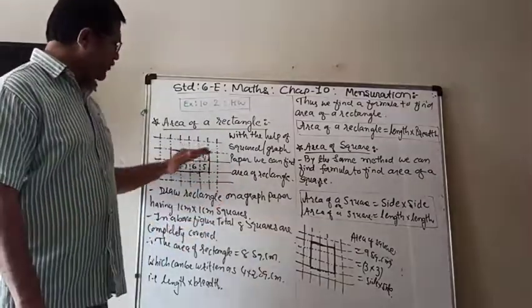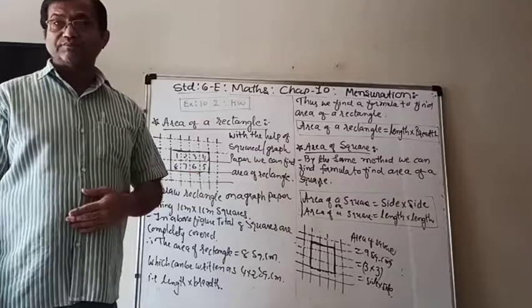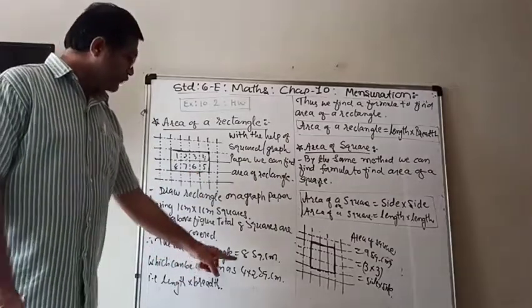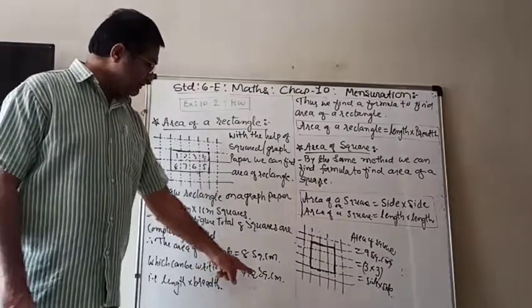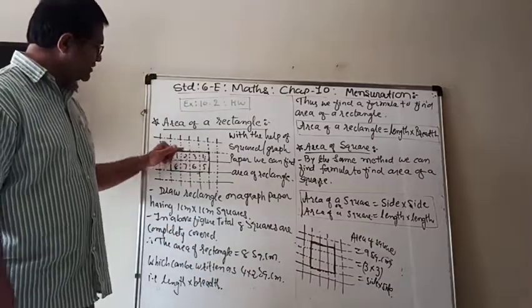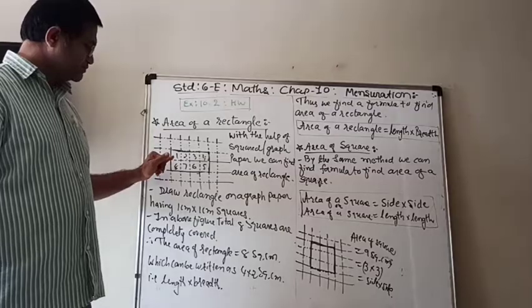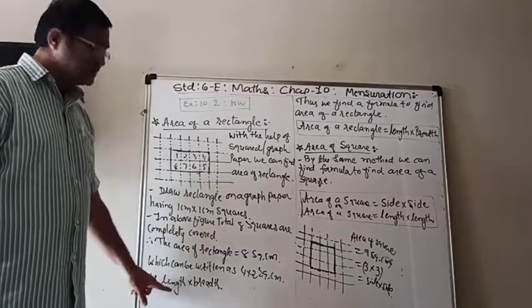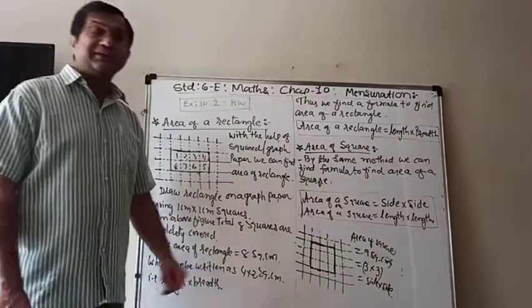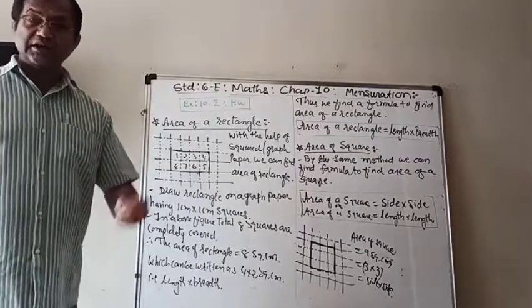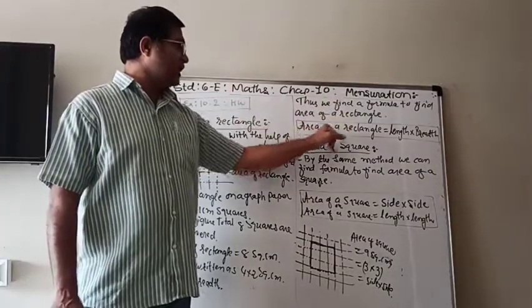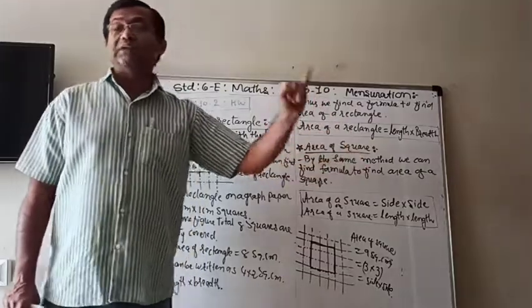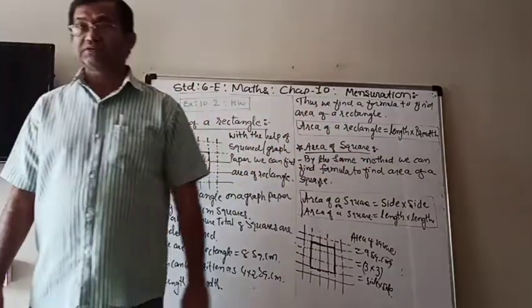So here you can see that 4 and 4, 2 times are there. So you can write it as 4 multiplied by 2 square centimeter. You can see that 4 is the length and 2 is the breadth. So you can write it as length multiplied by breadth. So by this method we can find the area. Formula for the area: area of a rectangle is equal to length multiplied by breadth.